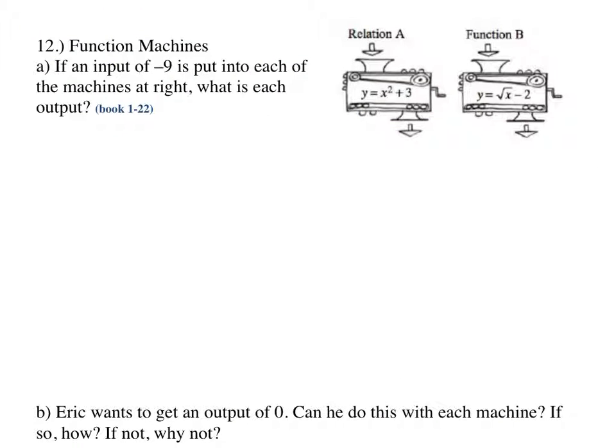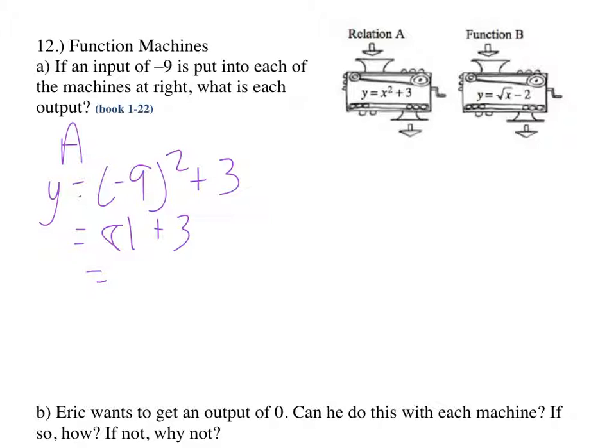In number 12, we have an input of -9 is put into each of the machines. What is each output? So for A, if we plug in -9, y equals -9 squared plus 3. -9 squared is 81 plus 3, so that would give us 84 for function A.